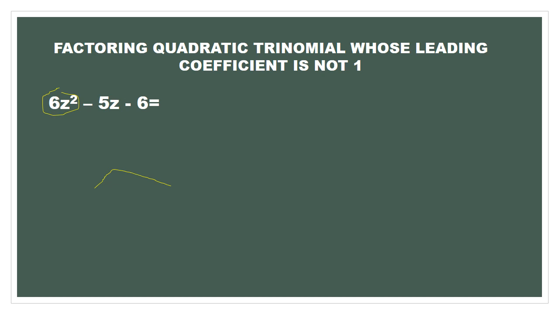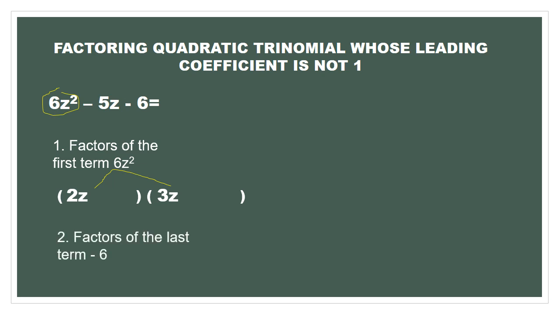Try natin itong sagutan by following these steps. First, we're going to find the factors of the first term, 6z squared. Gagawa tayo ng dalawang parentheses, kasi ang magiging sagot natin o ang factors natin ay dalawang binomial factors. Try natin yung 2z and 3z. 2z times 3z is equal to 6z squared. Yun yung factors ng ating first term.